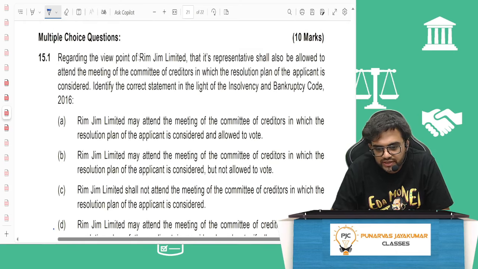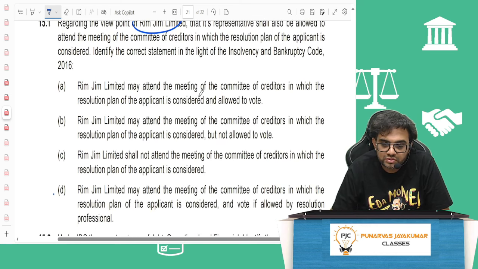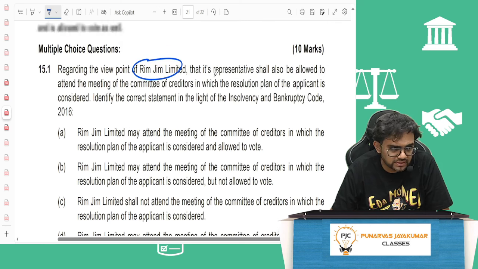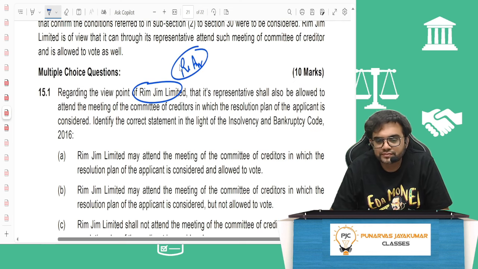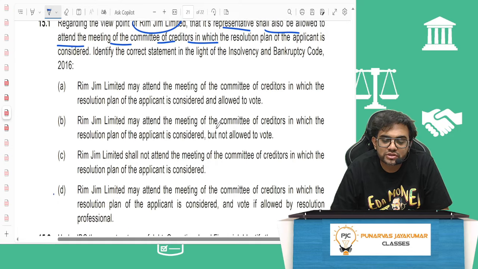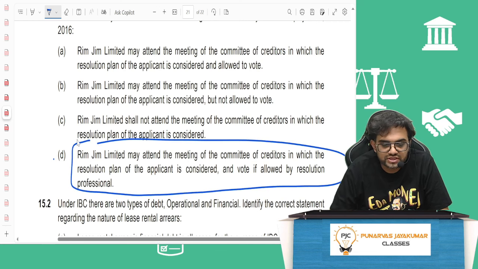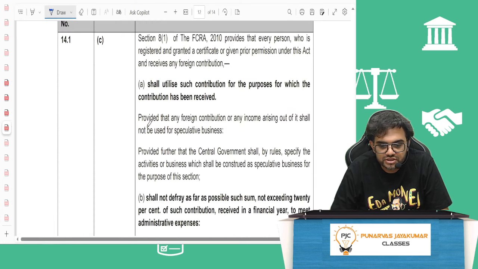So, Rim Jim Limited, who is an operational creditor and also they are an operational creditor because of their ice cream. Plus, apart from that, they are also a resolution applicant. So, they and its representative shall be allowed to attend the meeting of COC in which resolution plan of the applicant is considered, yes or not. They definitely can attend the meeting in which the resolution plan of the applicant is considered and vote only if allowed by the resolution professional. So that is definitely possible as per the regulations, no issues.